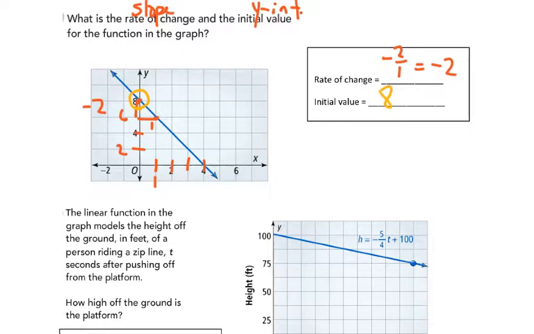Once we have that, even though we're not asked for it here, we can easily write the equation of the line, y equals mx plus b, so it would be y equals -2x plus 8.